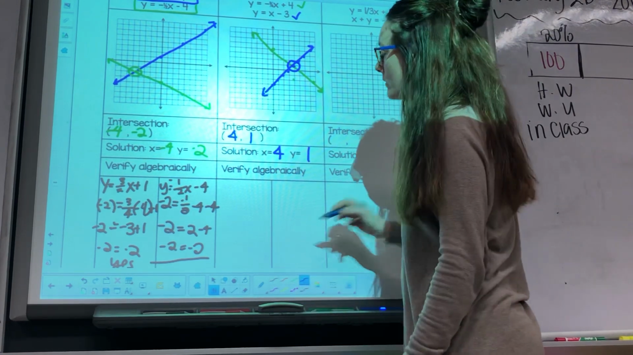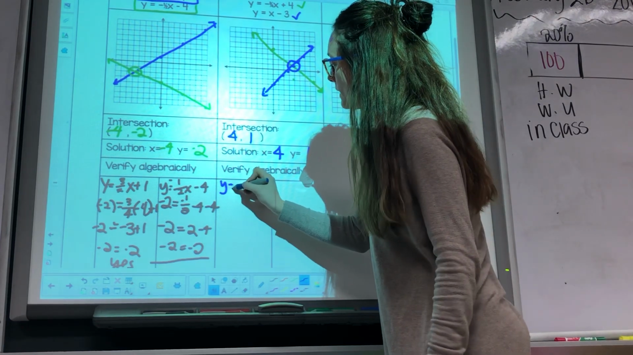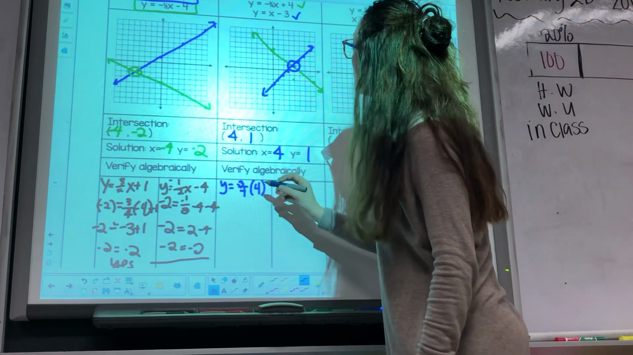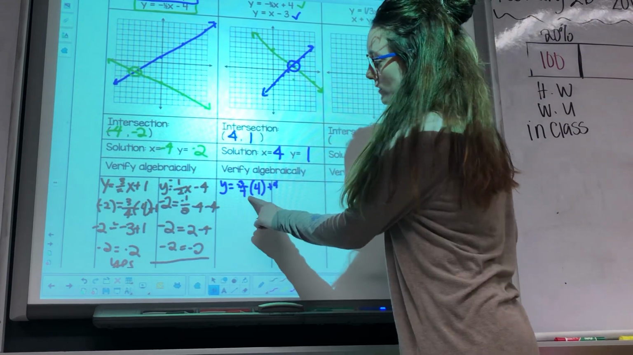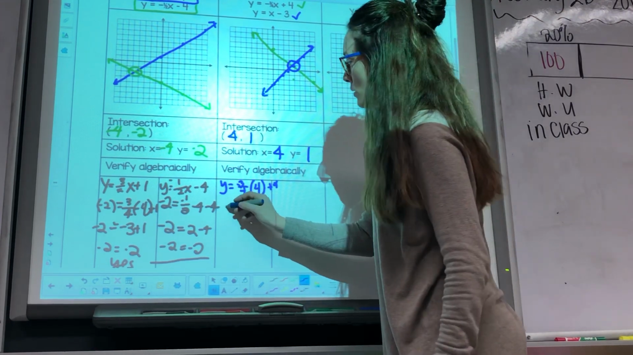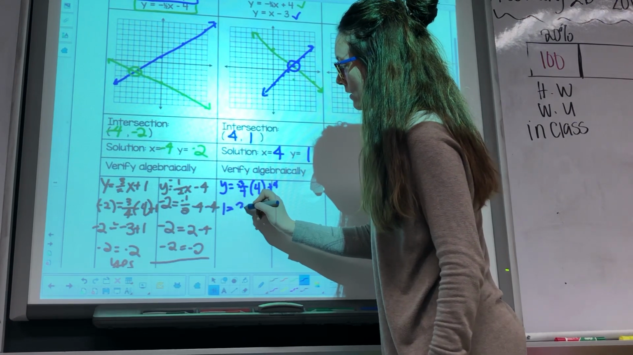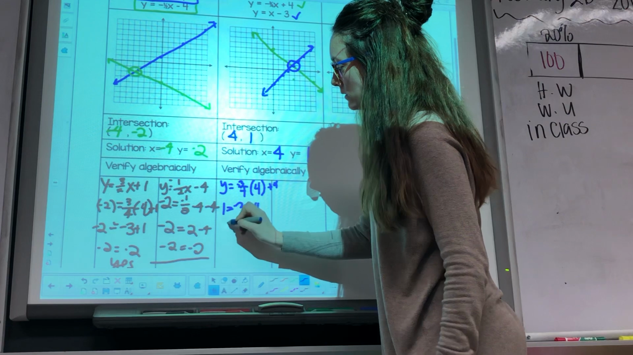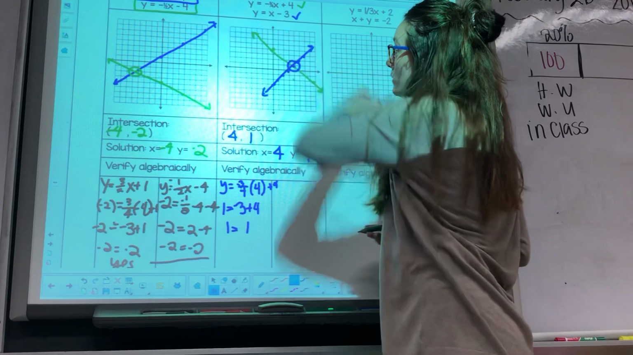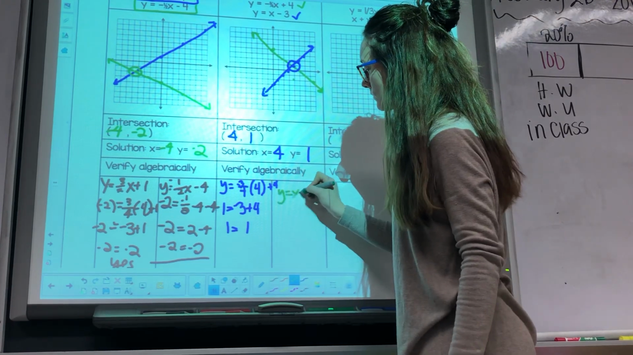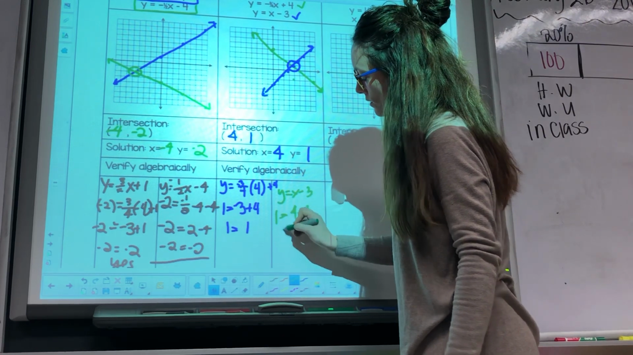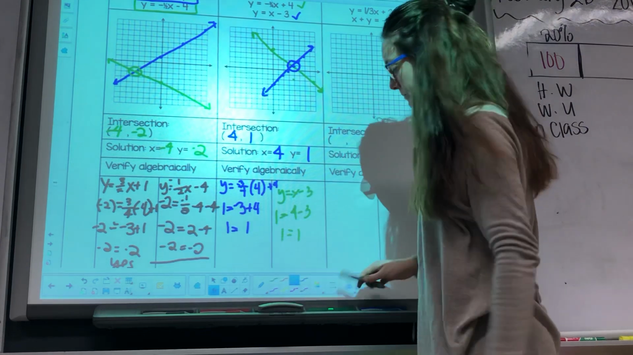Verify it algebraically. y equals -3/4 of 4 plus 4. 3/4 of 4 is 3, but it's negative. So does 1 equal -3 plus 4? Yes. Okay, now let's do our other line, which is y equals x minus 3. So we get 1 equals 4 minus 3. 1 equals 1. It is verified.